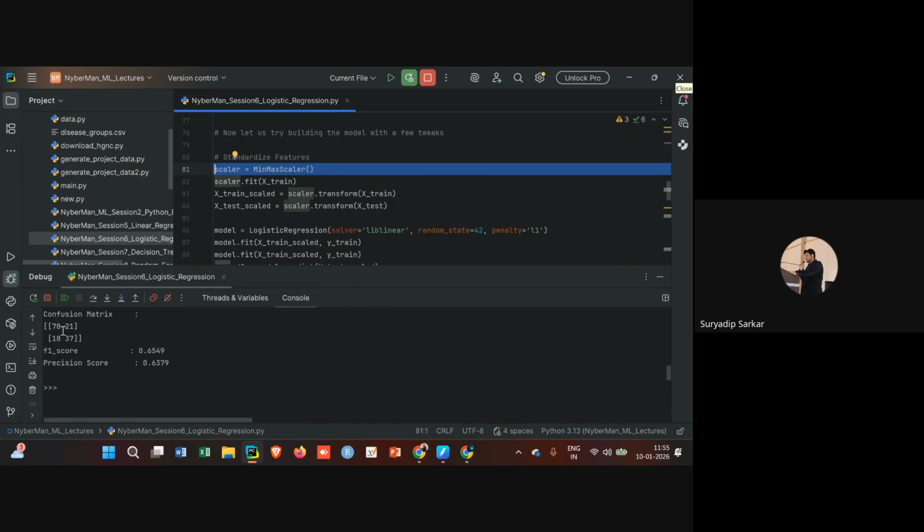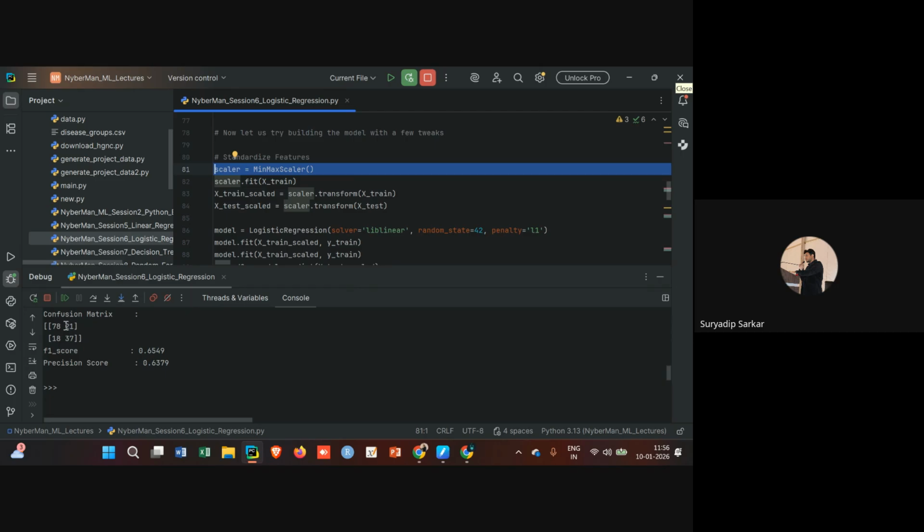This is the confusion matrix. Okay, so we have 78 true positives, right? So true positives are what? True positives are the ones where the model has predicted diabetes and they actually are diabetic people. Okay, we also have 37 true negatives, right? True negative is where the model has predicted that they don't have diabetes, and they actually don't have diabetes. So you got this many correct. Okay, these two are the incorrect.